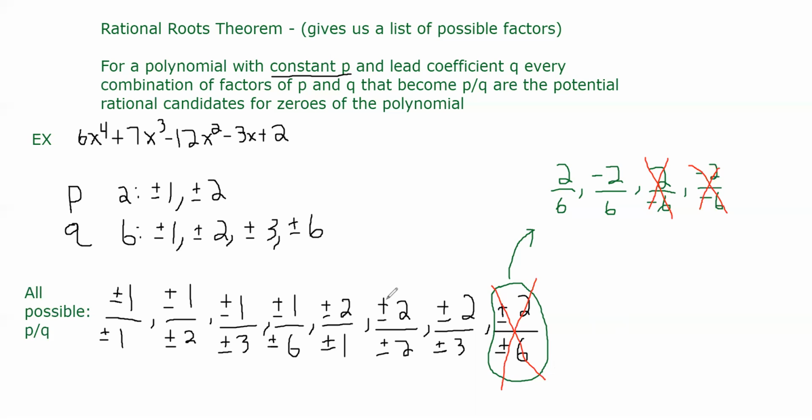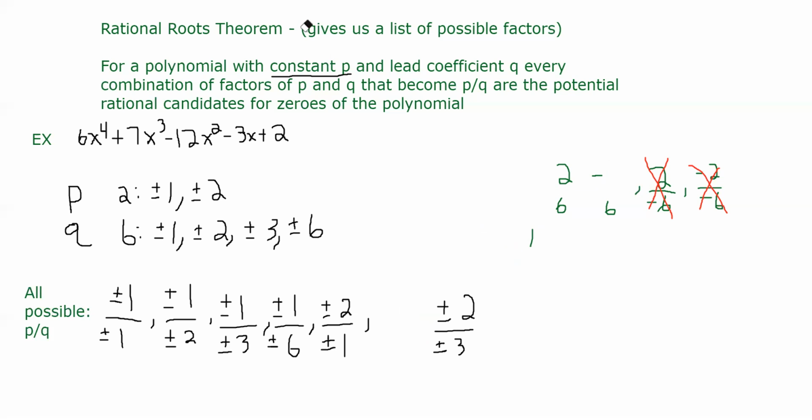Another one that we're going to be able to get rid of, 2 over 2 is the same as 1 over 1. It's just the number 1. So we can also cross this one out because it's redundant. It's just a repeat of this one. So I'm actually going to utilize that. I'm going to save myself a little work here and shorten up my list here just a little bit.